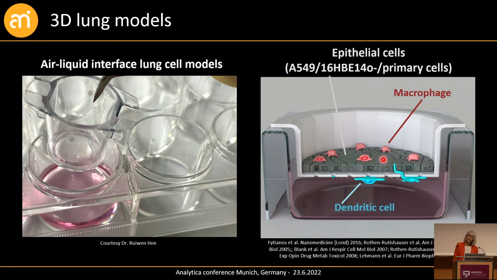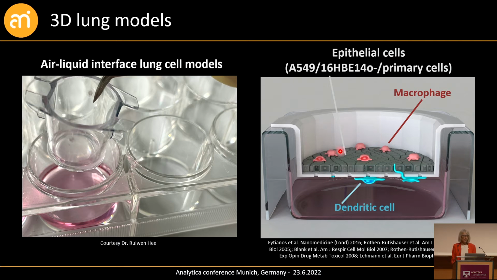Because we were interested in immune reactions and also allergic reactions, we decided to include macrophages and dendritic cells, which can be derived from human buffy coat. You can isolate monocytes and then differentiate them into these two populations.